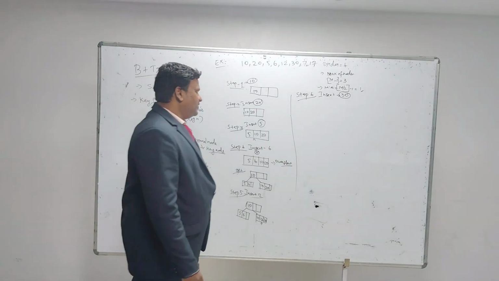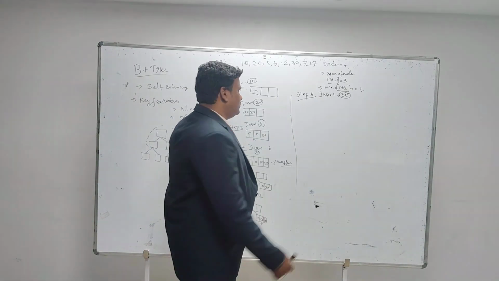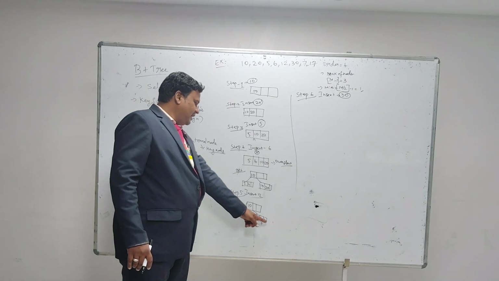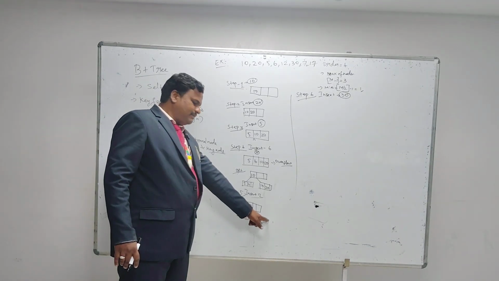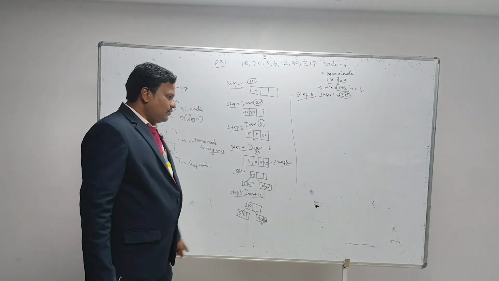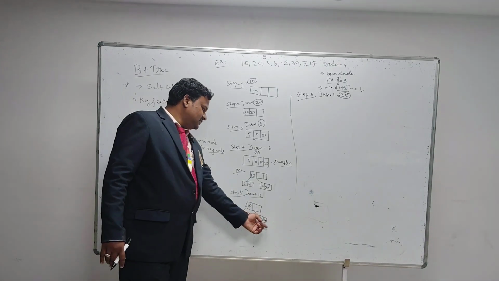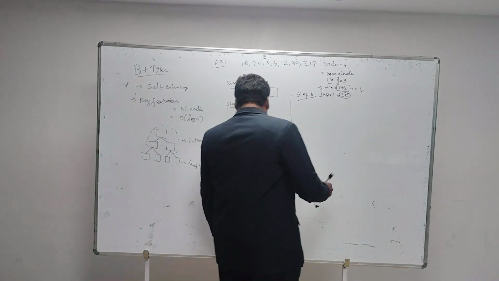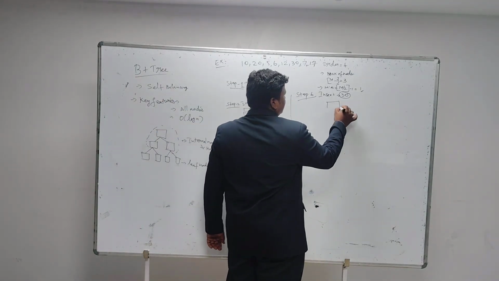While we are inserting 30, where can we keep it? At the end, after 20. That is possible, we can keep it here, since it is still under the limit. I'll show you later when the overflow condition occurs.